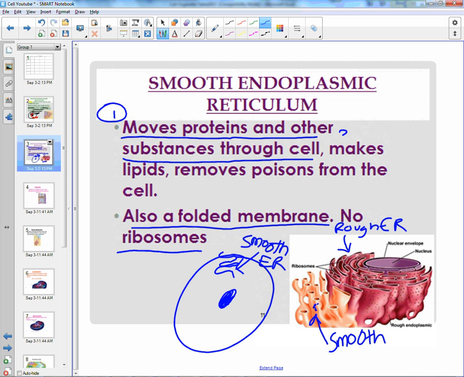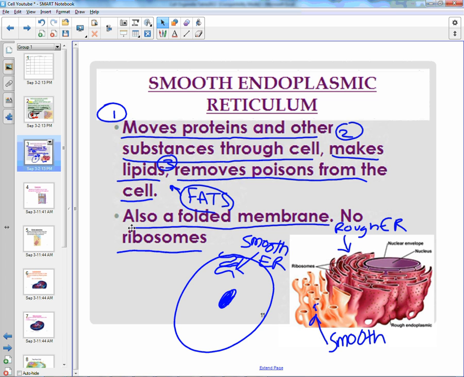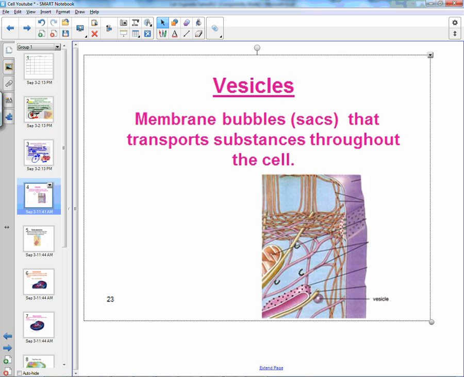Its second function is it makes lipids. Lipids, you can also write, are fats. We're going to learn about that later. And the third thing it does is it removes poisons from the cell. So poisons could be alcohol or drugs. It could also be something like Tylenol or just something that's bad for your body that's a chemical. The third thing it does is it removes poison from the cell. So if you guys see where it is, it's also in the cytoplasm. So that's the location.